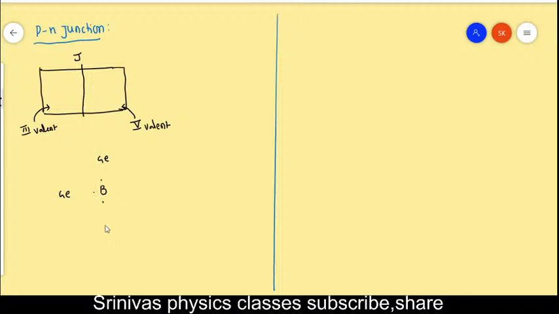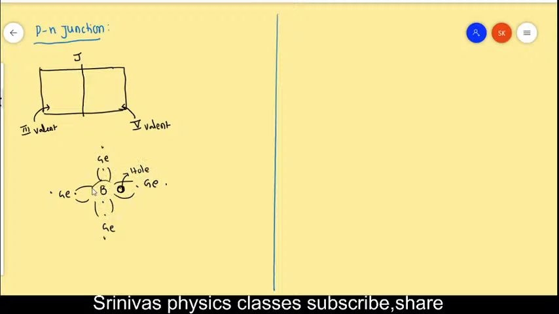Germanium is a tetravalent pure semiconductor. Then what happens? Every germanium atom has four valence electrons, but boron is trivalent. It forms three covalent bonds, but one bond is incomplete, right? Here a vacancy is there to fulfill the fourth bond. This vacancy is called a hole.